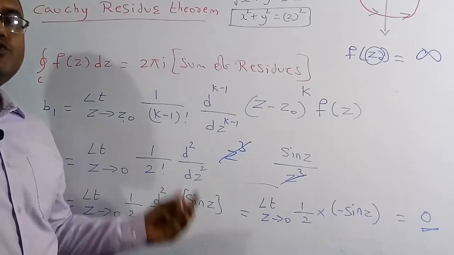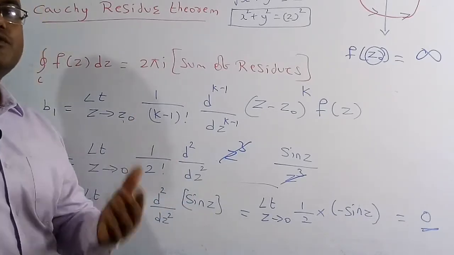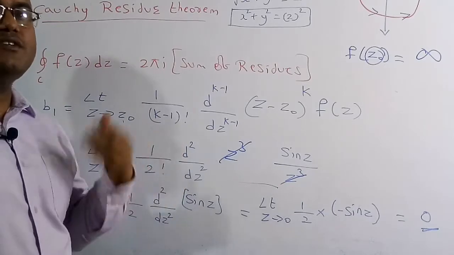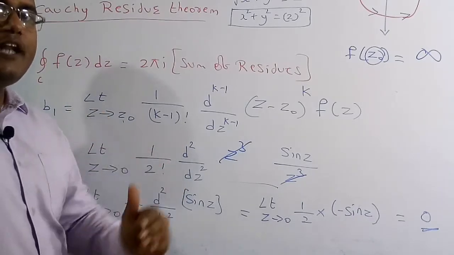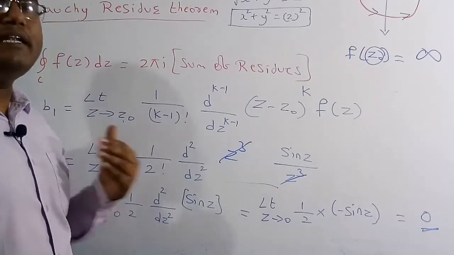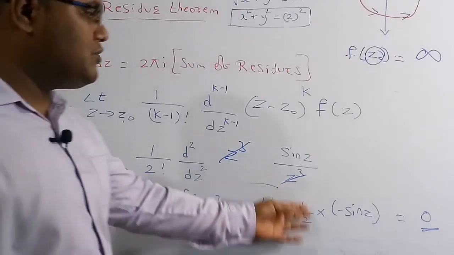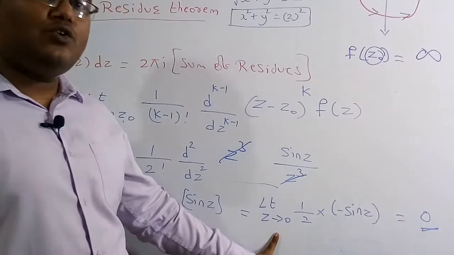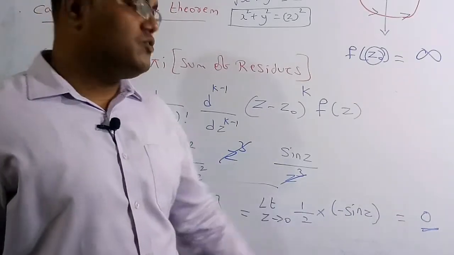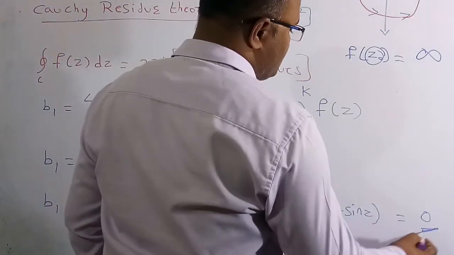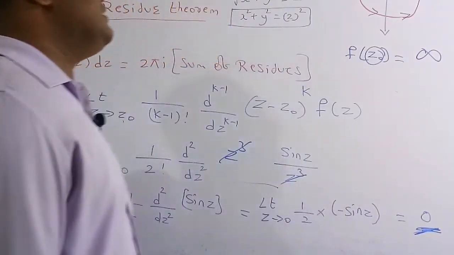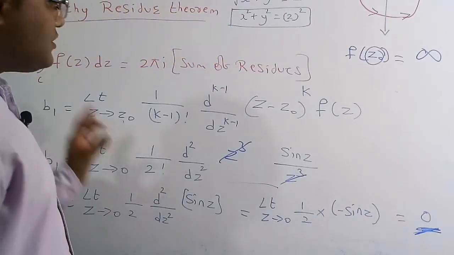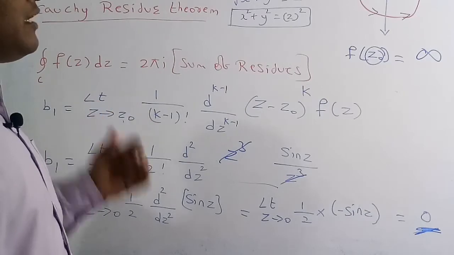So we have to do the differentiation of sin z two times. Sin z, for the first differentiation, gives cos z, and for the second time, gives minus sin z. Therefore 1 by 2 into minus sin z. Now in place of z, we replace 0. Sin 0 is again 0. So all this value tends to 0. Therefore we can say that the residue of this pole is 0.